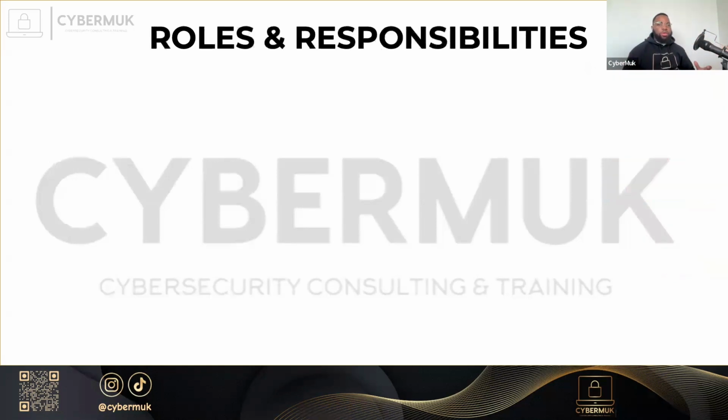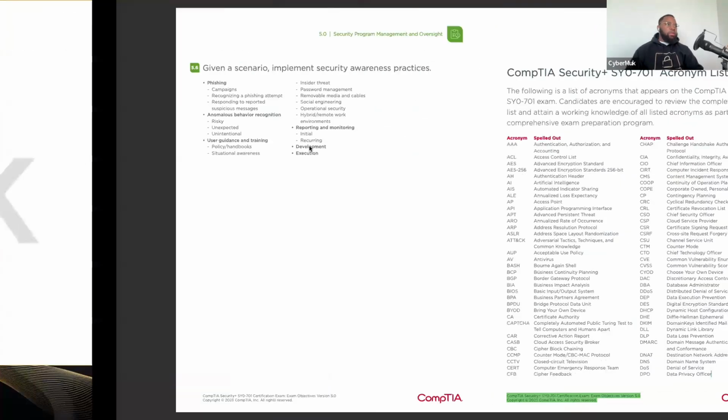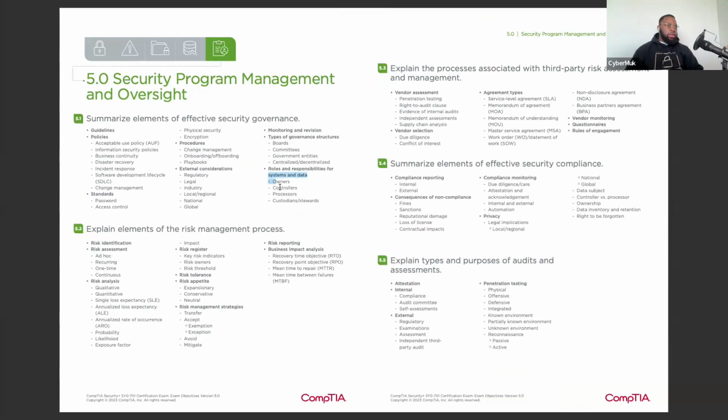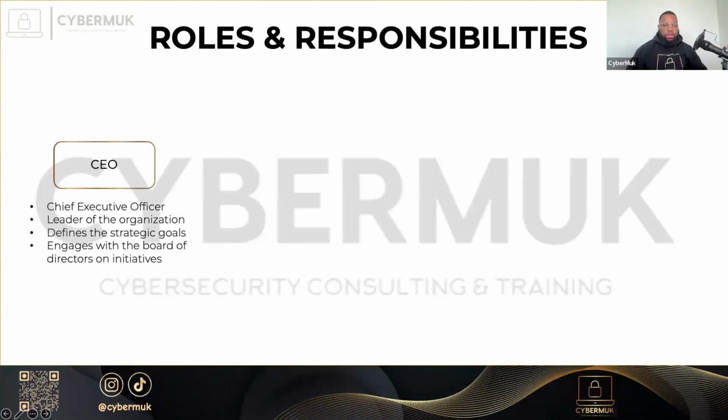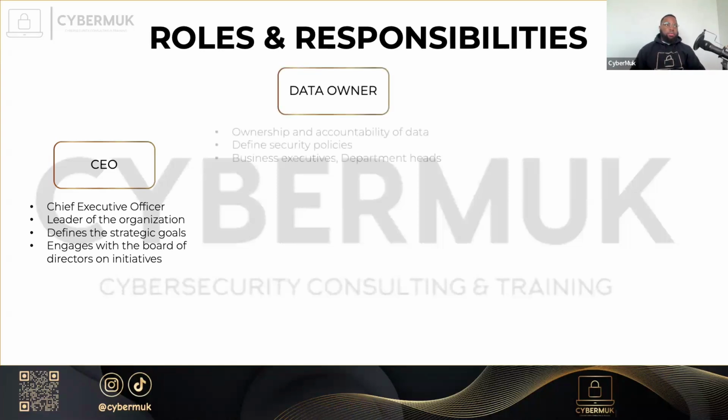Now let's take a look at some important roles and responsibilities within an organization and within the CompTIA Security Plus syllabus. So you have it right here, and we will discuss them. First, you have the CEO. Again, the CEO, Chief Executive Officer, leader of the organization, defines the strategy goals and engages with the board of directors. Now, we have the different data roles. First, you have data owner. The data owner is responsible and accountable for data. They define security policies in relation to data, and they usually are the business executives or the department heads.